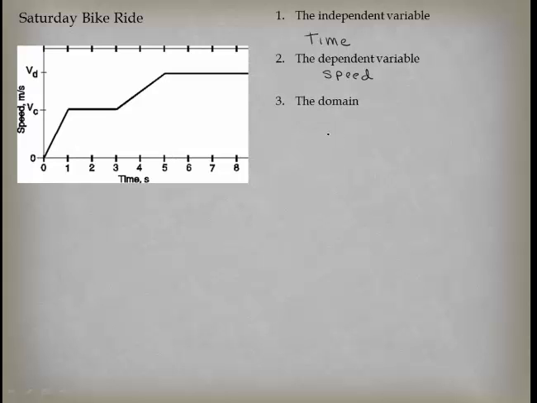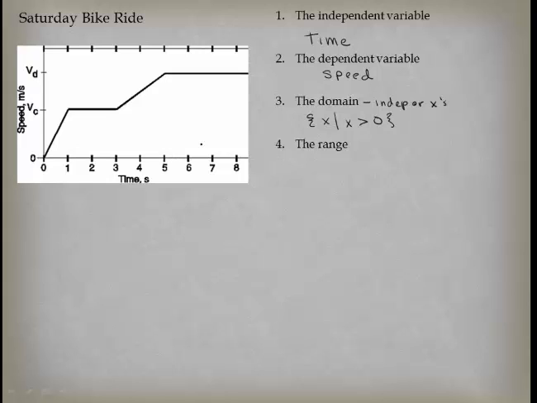The domain, that's the set of our independent variable, or our x's. And if we look at that, we have 0 through 8. So our domain is going to be x is greater than 0, because we can see that the graph would continue.